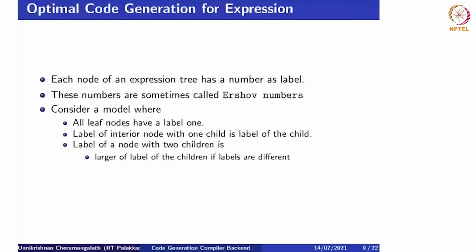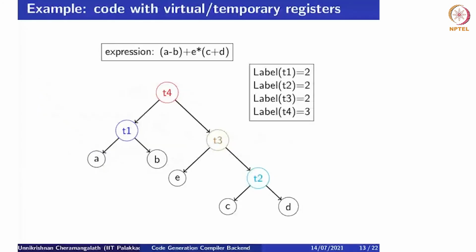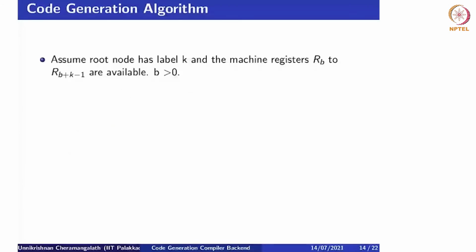So now what will the code generation algorithm be like? Assume the root node has label k. The machine registers RB to RB plus k minus 1 are available. So B is a number which is greater than 0, that is from 1 to n. That will be different for each node. So initially you have registers from R1 to Rn. For each node, it has a label k and the machine registers RB to RB plus k minus 1 are available for that node.